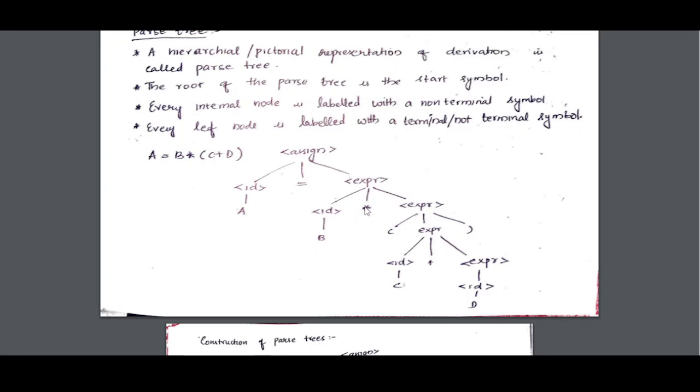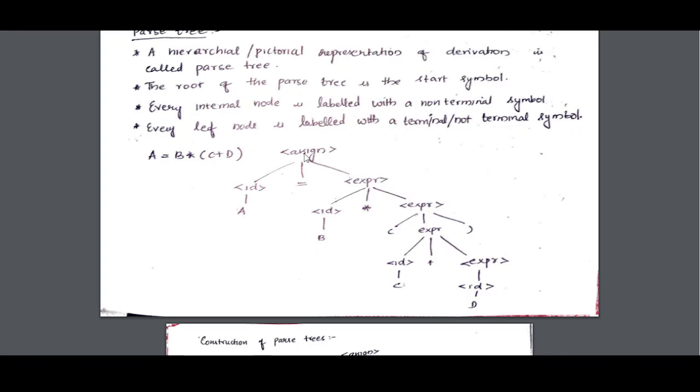Here we have equal into, okay, and every leaf node is labeled with a terminal or non-terminal symbol. So here this is a leaf, this is another leaf. So each of the leaves is labeled with a terminal or a non-terminal symbol. So this is an example of a parse tree for the equation a is equal to b into c plus d.